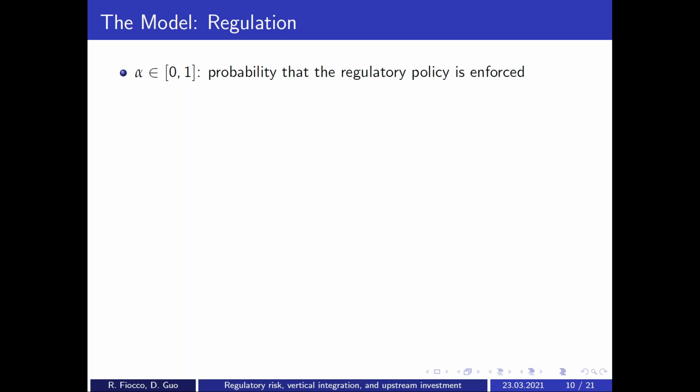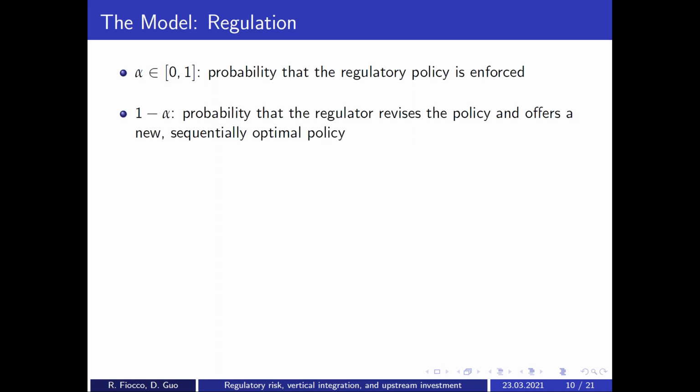And the variable alpha, between 0 and 1, is the probability that the regulatory policy is enforced. We use alpha as a measure of regulatory risk. The smaller alpha is, the higher the degree of regulatory risk. 1 minus alpha is the probability that the regulator revises the policy and offers a new sequentially optimal policy. Please notice that if the regulator revises the policy, it will do so only after the investment effort is given, which means this is a hold-up problem. When alpha is 1, regulatory policy does not change, or say the regulator provides full commitment. When alpha is 0, then there is no commitment.